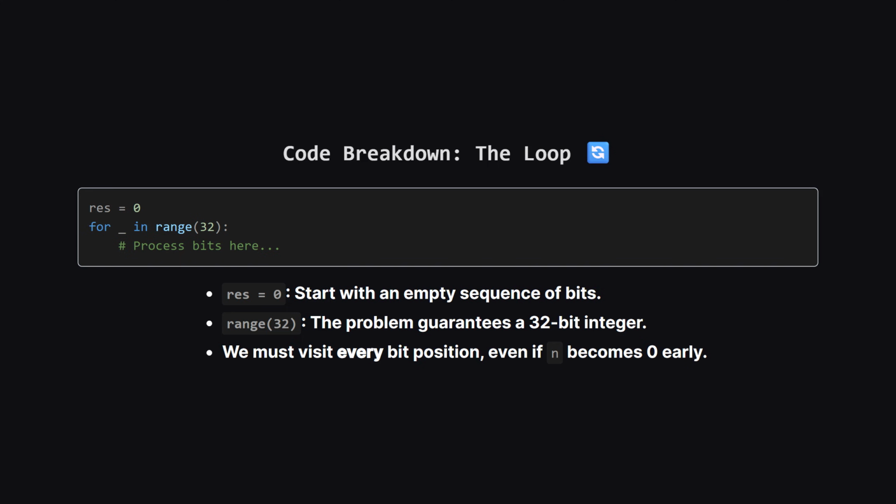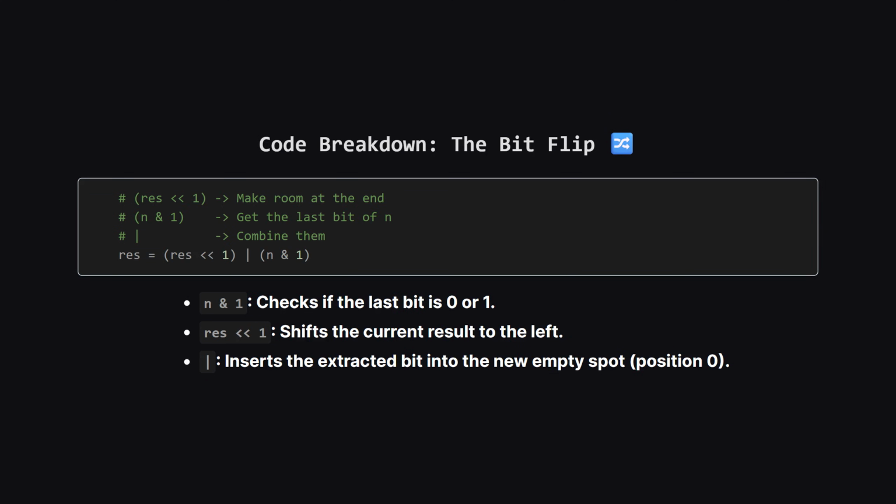Even if our input number is small, like the number 1, we still need to reverse all 32 bits, which means moving that single one all the way to the other side. Inside the loop, this single line does the heavy lifting.